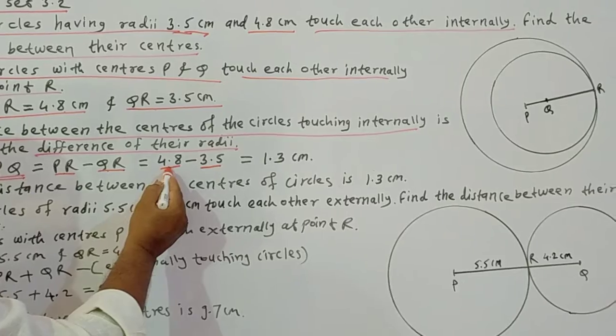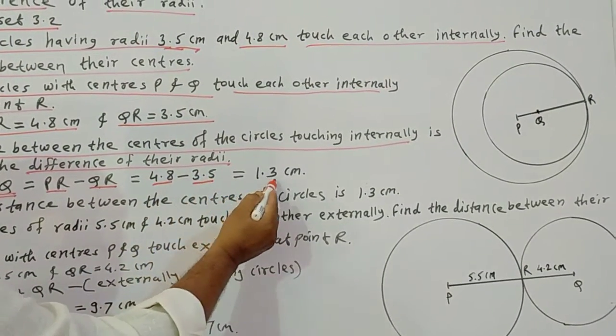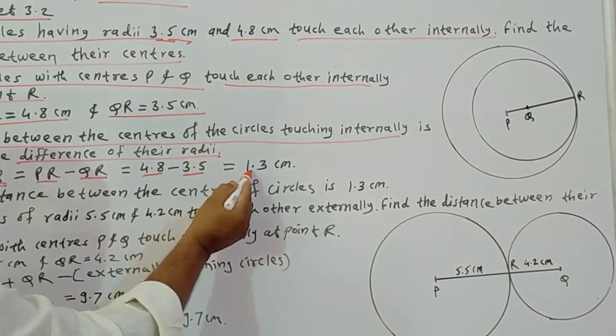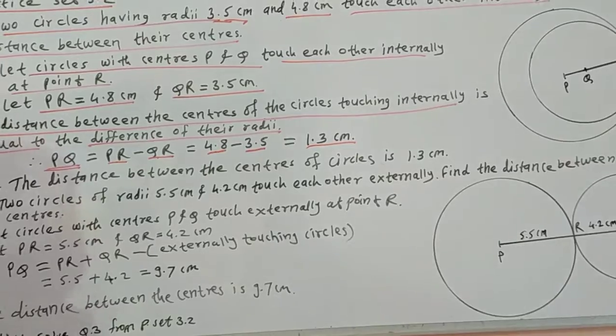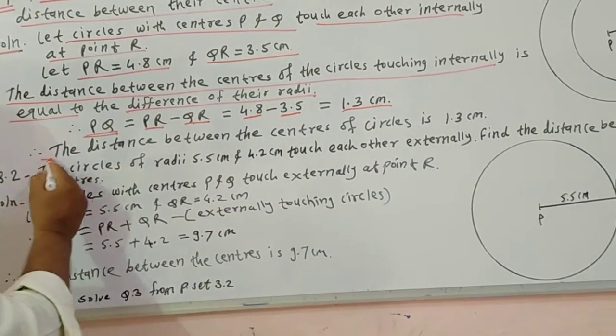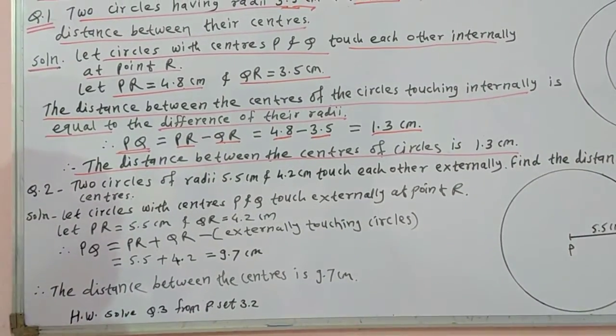So equal to 4.8 minus 3.5. 8 minus 5 is 3. Then point as it is, and 4 minus 3 is 1. So the answer is 1.3 centimeter. Therefore, the distance between the centers of circles is 1.3 centimeter.